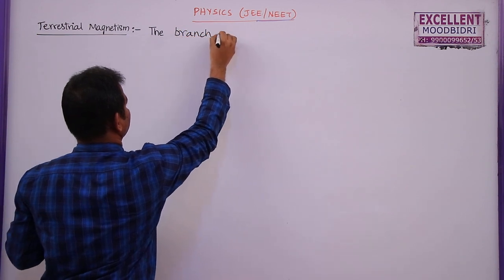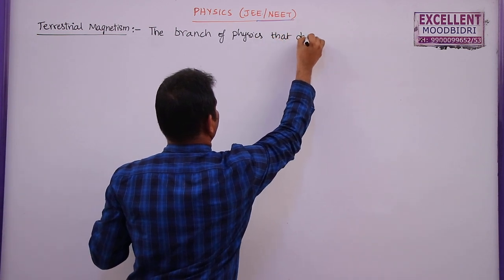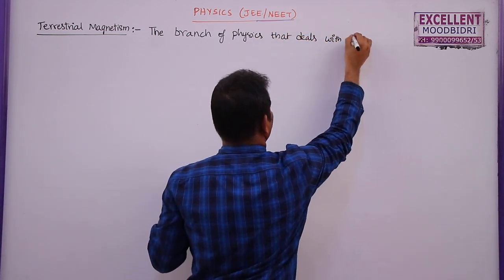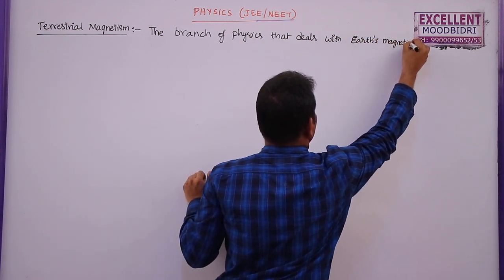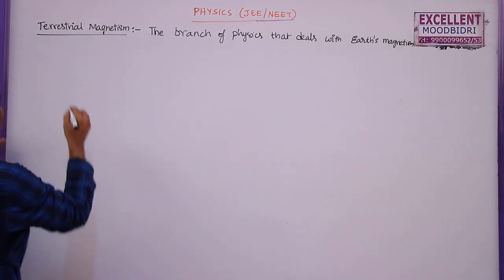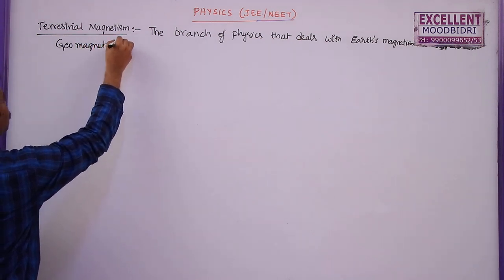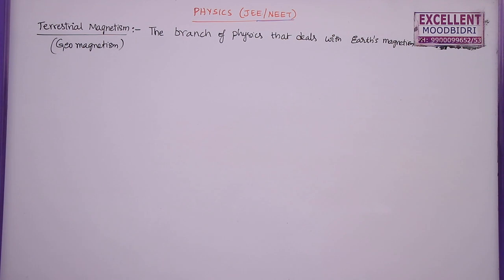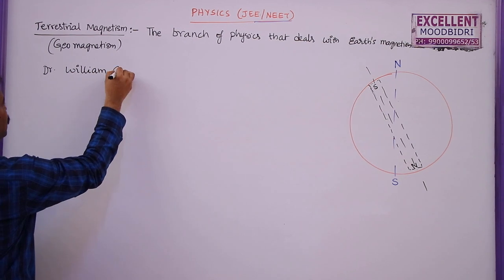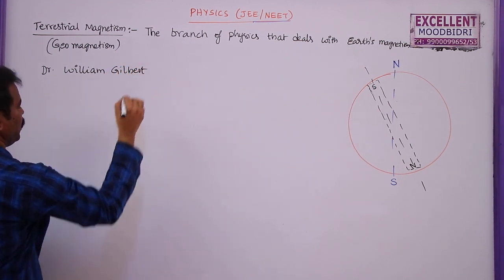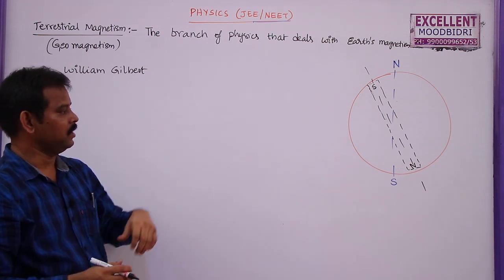The branch of physics that deals with Earth's magnetism is called terrestrial magnetism. In some books it is given as geomagnetism. Dr. William Gilbert, at the end of the 16th century, suggested that our Earth behaves as a huge magnet.